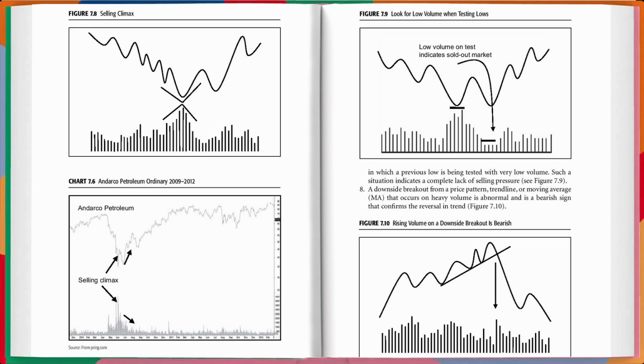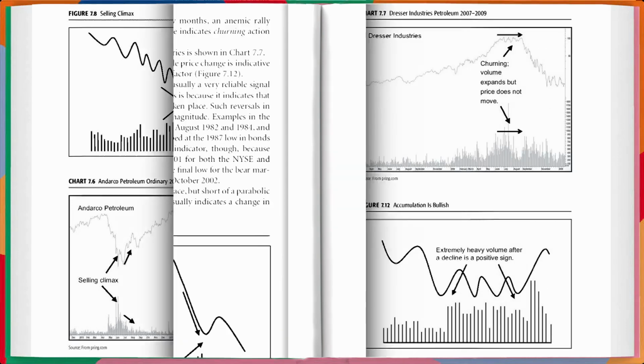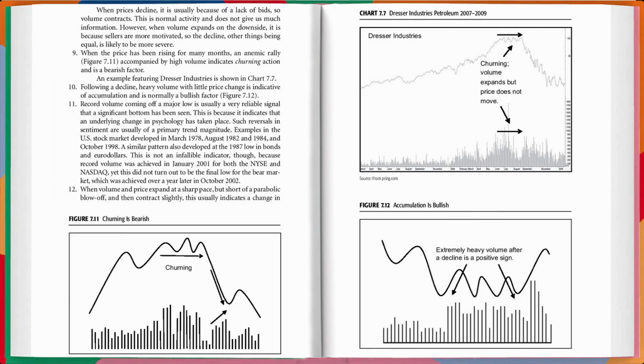See Figure 7.9. 8. A downside breakout from a price pattern, trend line, or moving average (MA) that occurs on heavy volume is abnormal and is a bearish sign that confirms the reversal in trend. Figure 7.10. When prices decline, it is usually because of a lack of bids, so volume contracts. This is normal activity and does not give us much information. However, when volume expands on the downside, it is because sellers are more motivated, so the decline, other things being equal, is likely to be more severe.